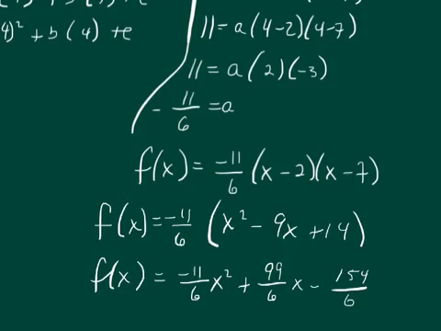If you remember the method where you started with the matrix, if you had solved that matrix for A, B, and C on your calculator, A would have been negative 11/6, B would have been 99/6, and C would have been negative 154/6. You can check on the calculator. It'll reduce them, but it would be with fractions. Same answer.